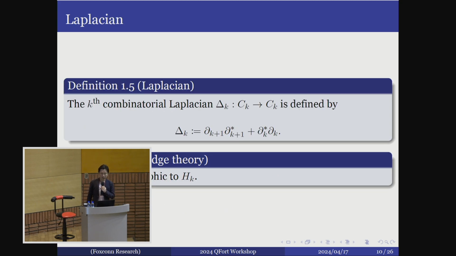And then another related object in this domain is called the Laplacian. The Laplacian is defined again by the boundary operator. So that's why I'm saying that the boundary operator is very important here. And the kernel of the Laplacian is also isomorphic to the K-th homology.